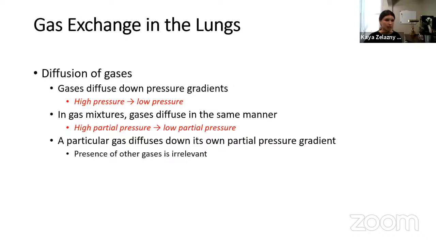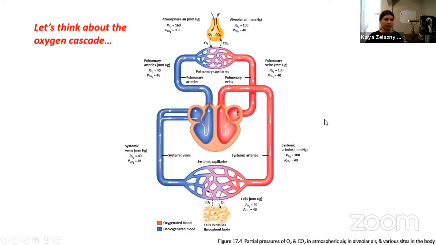Same thing is happening in the gas mixtures. We're going from high partial pressure to low partial pressure. They're diffusing down their own specific pressure gradients. So here's what we're talking about when we use this phrase oxygen cascade. We're looking at the flow of oxygen. So I'm going to grab my pen again. Up at the top here, I'm going to highlight some numbers for us.